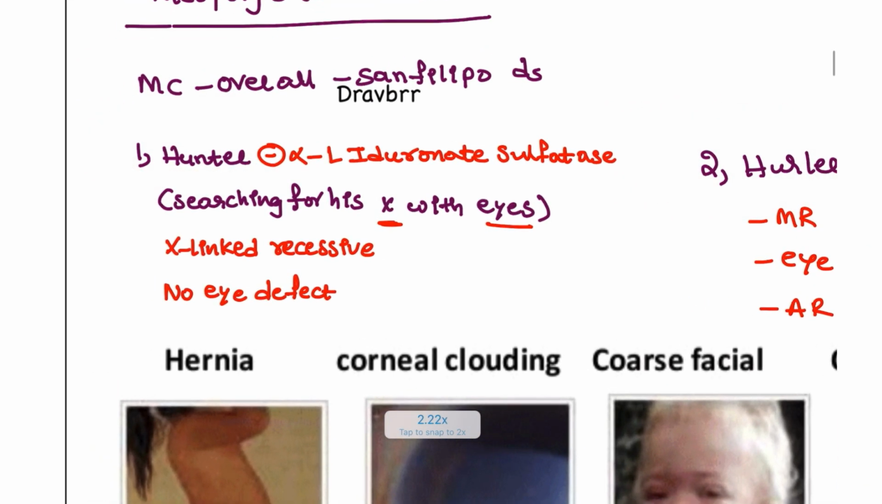Hunter, remember this way: Hunter is searching for his eggs with his eyes. Okay, this is the mnemonic. Why? Because it is the only X-linked recessive mucopolysaccharidosis and he does not have the eye defect. I told you that he is looking with his eyes, that means no eye defect.